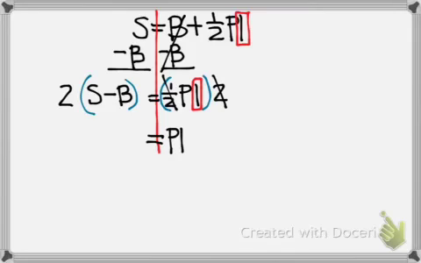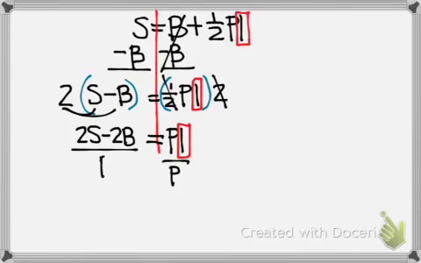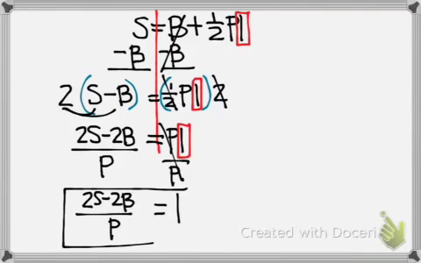On the left side, 2 times S is 2S. 2 times negative B is negative 2B. I have one more thing to move. That's the P. I undo multiplication and divide both sides by P. The P will cancel out, so you're left with L. 2S minus 2B all over P is left on the left side. Now that you have L by itself, you've solved your equation.